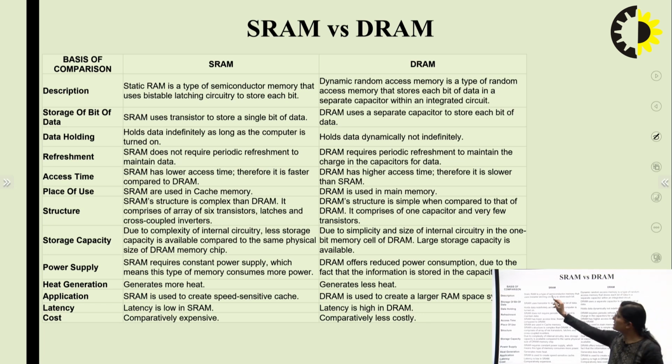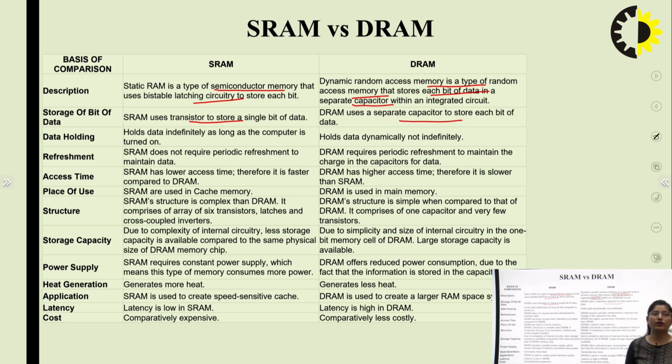The SRAM is basically made up of semiconductor memory, but DRAM is a type of random access memory. In DRAM each bit of data is stored in a separate capacitor, but in SRAM the data is stored in a latching circuit. SRAM uses transistors to store a single bit of data, but DRAM uses a separate capacitor to store each bit. SRAM does not require any refreshment after a period of time to maintain the data, but in DRAM we require periodic refreshment to maintain the charge.